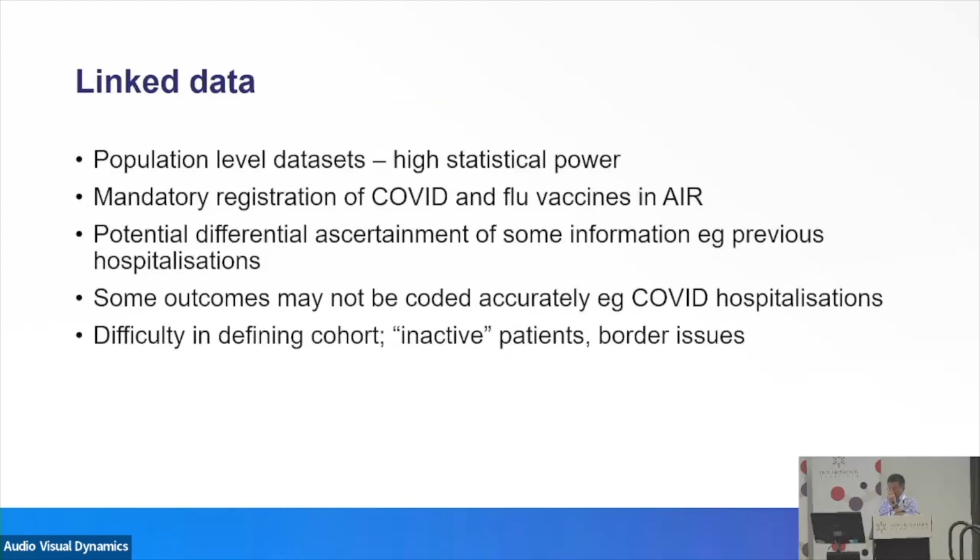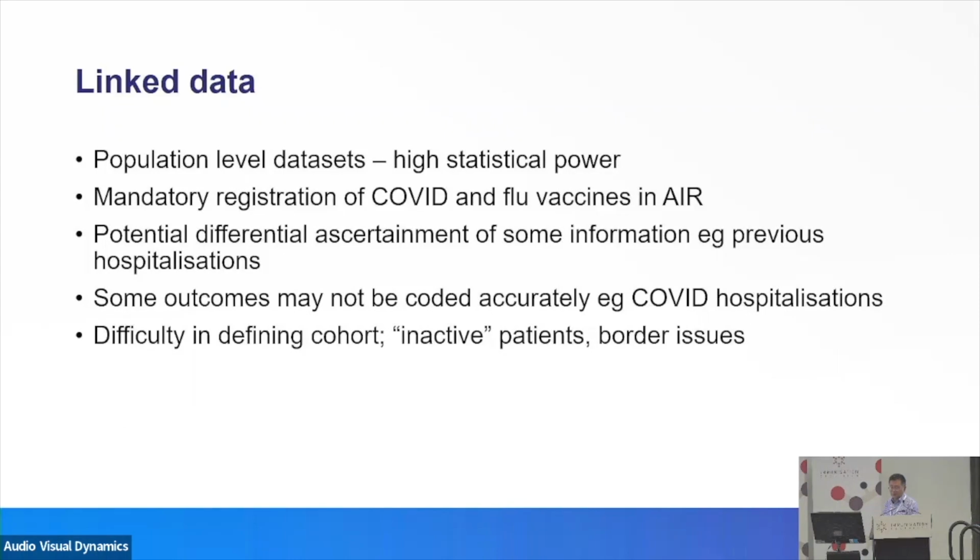So thinking of the data sources we have, linked data is the flavour of the month, and we'll be doing a lot of studies in this. And this is really to use the power of the whole population, and it's very high statistical power. We now have the opportunity with the Australian Immunisation Register having mandatory vaccination of COVID and flu vaccines.